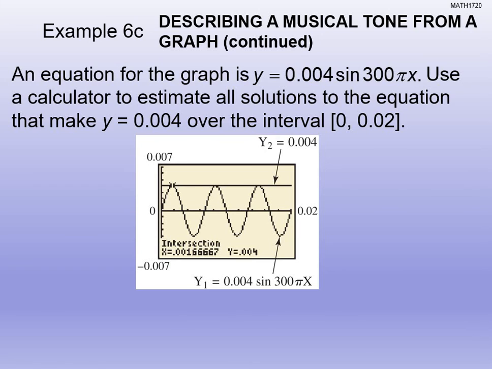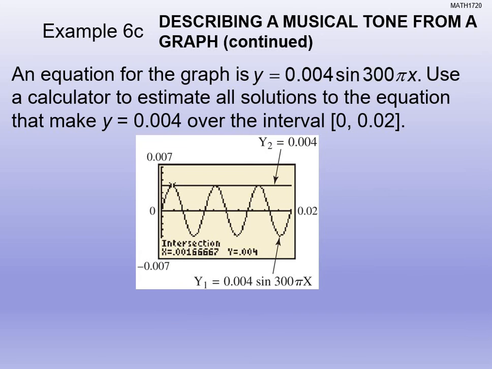So if you hit window on your calculator, your x minimum should be 0, your x maximum should be 0.02, your y minimum should be negative 0.007, your y maximum should be 0.007, and then you hit graph. You should be able to see this. Okay, under Y2, you can put 0.004 so that you can see the amplitude, and you're going to need that so that you can do the intersection command on your calculator. All right, so when you use the intersection command, you're going to find all the places where that 0.004 occurs.